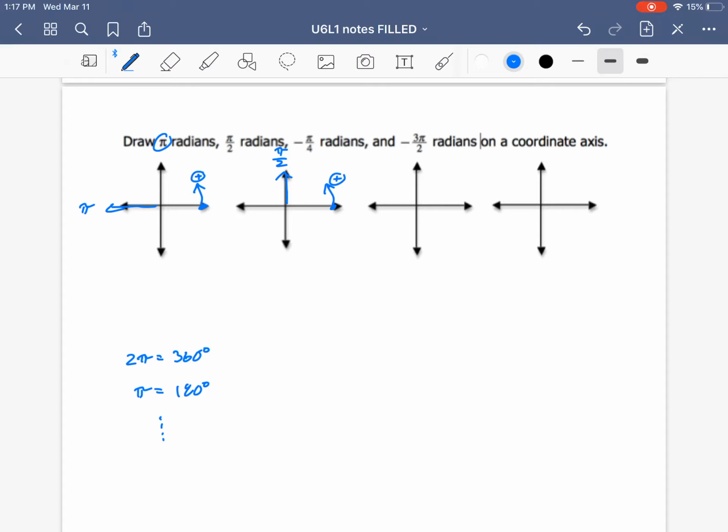Negative pi over 4, that is right here, right? That is negative pi over 4 radians. That's about 45 degrees. And negative 3 pi over 2, there's pi over 2, there's 2 pi over 2, there's negative 3 pi over 2. So right here is negative 3 pi over 2 radians, which is the same as negative 270 degrees, which is the same as 90 degrees if we're talking about coterminal angles.